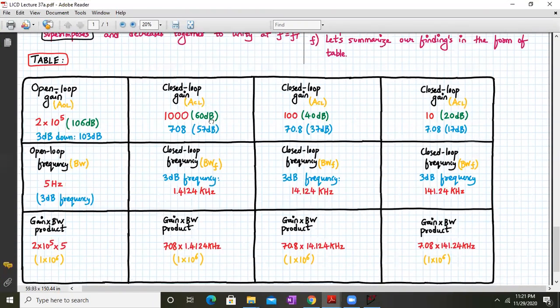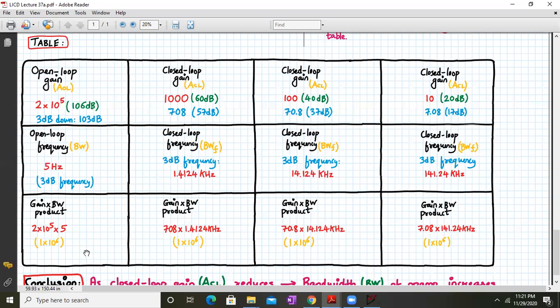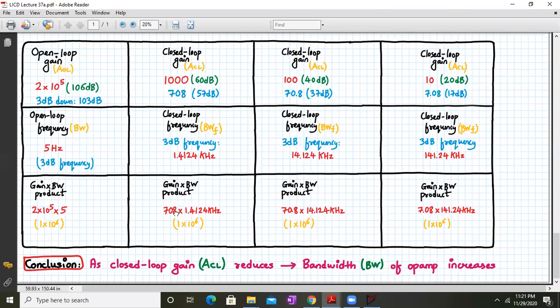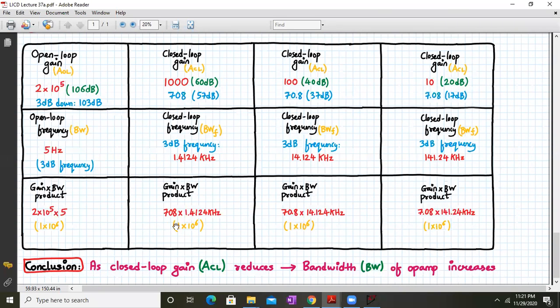Okay, so what does all this information reveal? It reveals that the gain bandwidth product, whether open loop or closed loop, remains a constant number. Fine. And for 741, that number is 1 megahertz. It's 1 into 10 to the power 6. So the conclusion over here is, as the closed loop gain reduces, the bandwidth will keep on increasing.